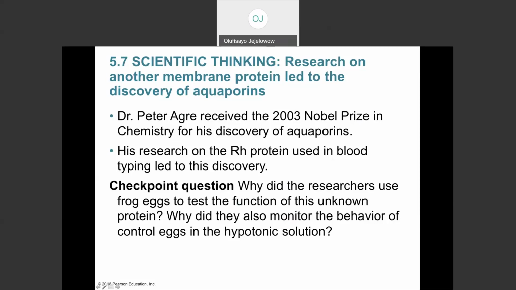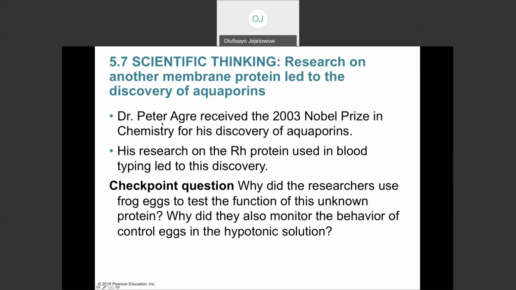the RNA for the smaller protein was inserted into the frog eggs, within 72 hours the frog eggs were able to rapidly take in water, but the control cells were not. They also compared the smaller protein with the RH protein, and they found that the sequence has no resemblance. So they realized immediately that this was a separate and different protein than the RH protein.